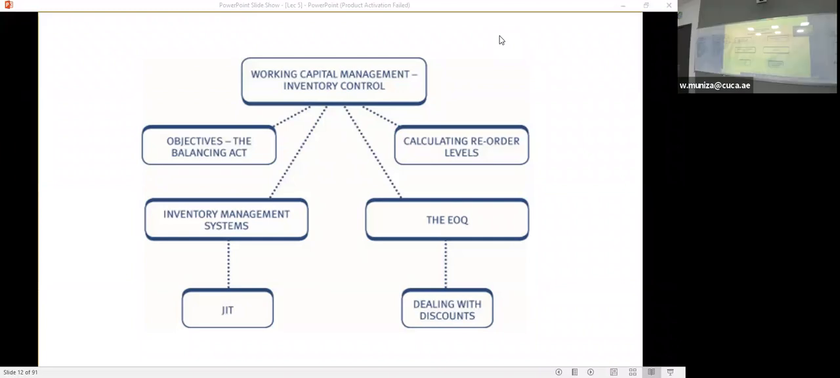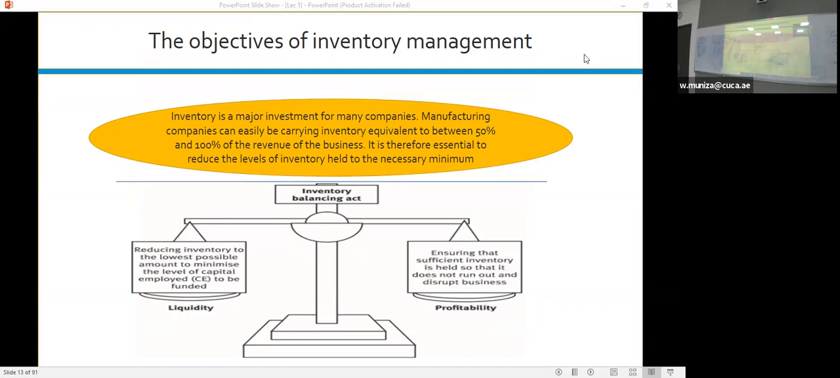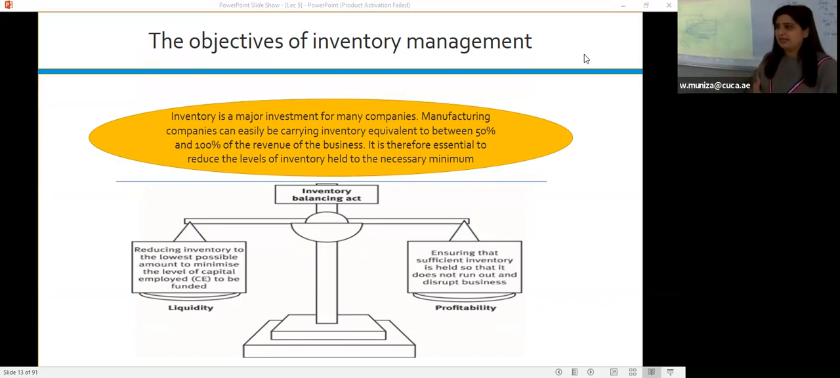Under this chapter, we are going to learn about the objectives, the balancing act, inventory management systems, calculating reorder levels, and calculating economic order quantity, that is EOQ. We are going to discuss the concept of JIT, that is just in time, and how we can calculate the EOQ when there are discounts available. So we are going to learn all of these. Students, please stay focused and make sure that you are able to comment on all the things we are learning. Because in financial management, especially in the working capital portion, you will be required to comment. If any question comes from working capital, it will have some part of commenting and interpretation in it as well.